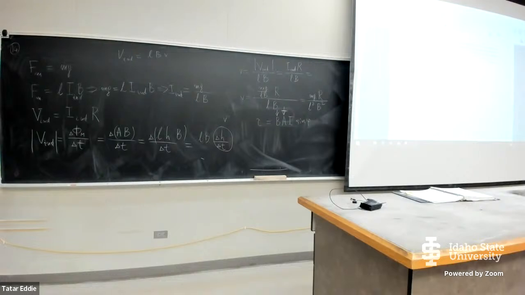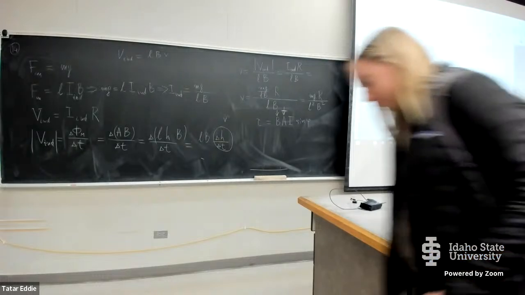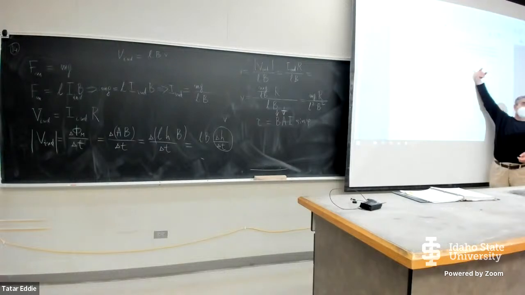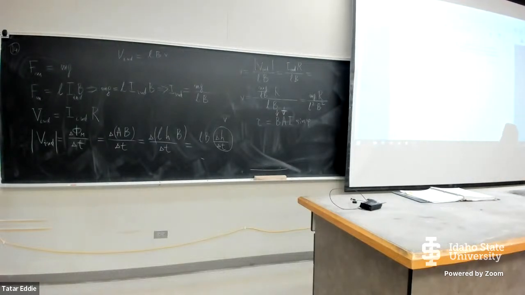How do we know what the angle is? It is the angle between the magnetic field and the normal to the plane of the loop. So sine of 90 is 1.